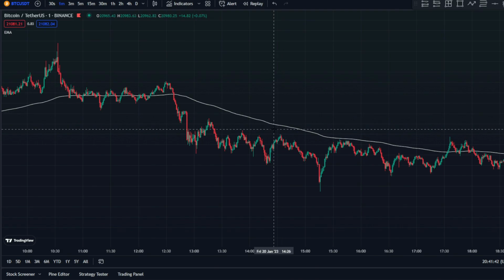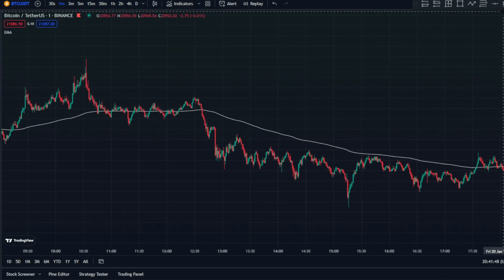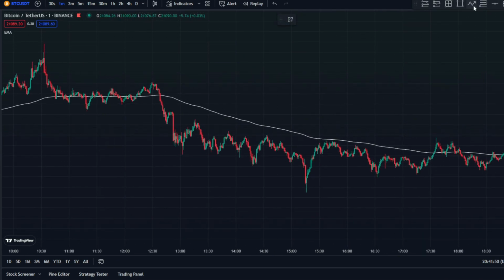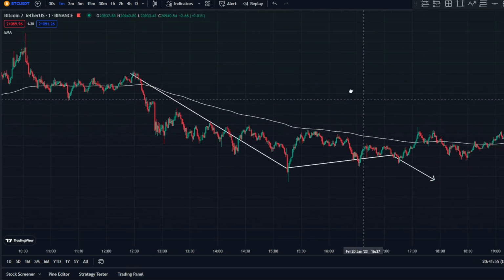So how are we able to use this EMA? Basically, when price is below this 200 EMA, you know that we're in a downtrend. Like right here, you can see that we have this downtrend from here down to here, and we are still basically in this downtrend right here.